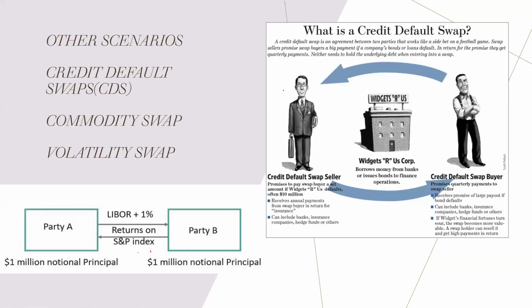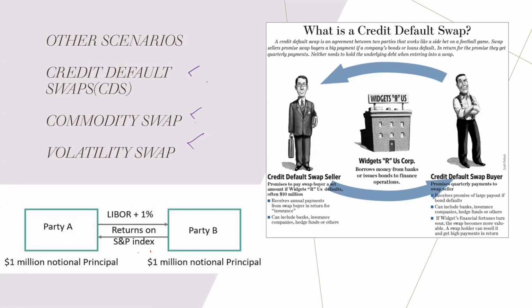Okay. Now, are there any other kind of swaps? Yes, there are other kind of swaps as well. For example, the credit default swap, commodity swap, and volatility swap. So I'll just touch base upon them because from the exam point of view, they're not that important, but nonetheless, I believe that you should be knowing about them.